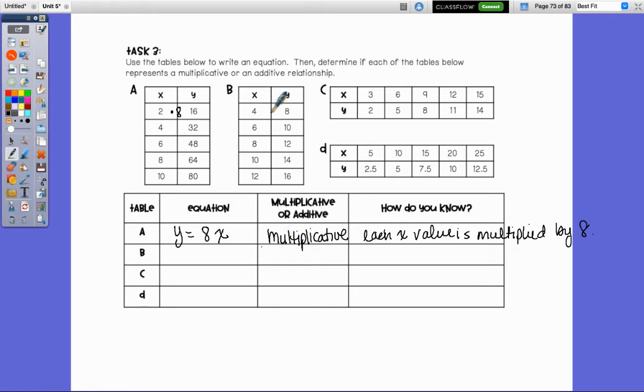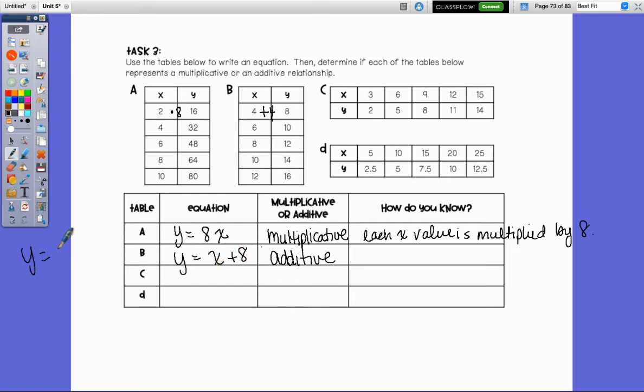Okay, how about this one? I can either add 4 or times 2. So my choices are add 4 or times 2. If I add 4, I get 10. If I times 2, I get 12. So this is add 4. So when I'm adding 4, this is additive. And that would be y equals x plus 4.